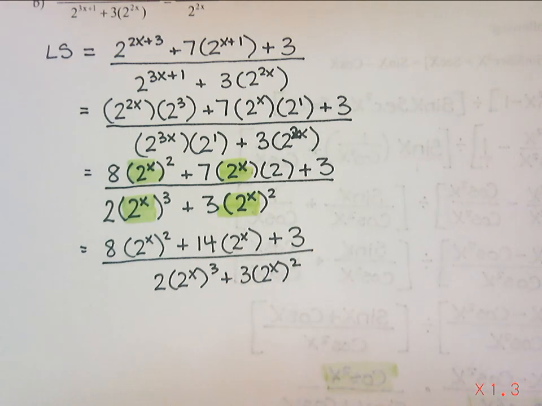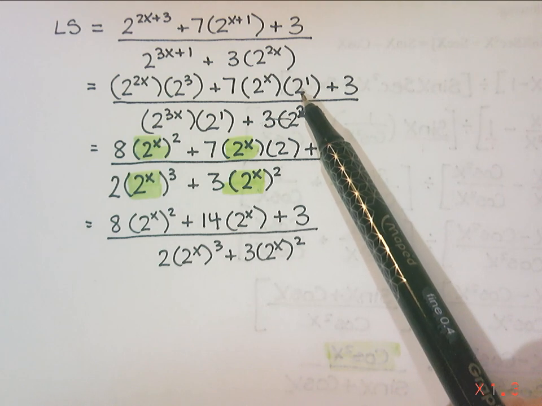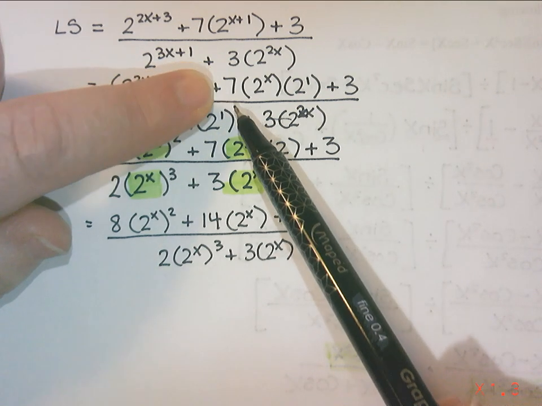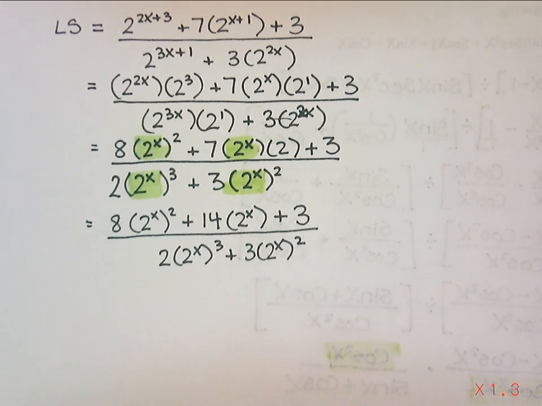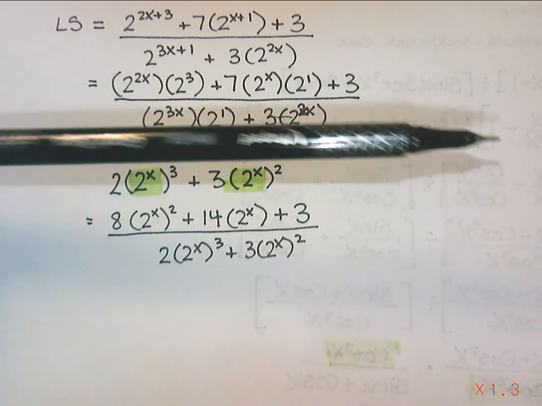Now, truthfully, when I'm doing these questions, once I'm comfortable with them, right, at this step, 2 to the 1 was just 2, and then I would have multiplied it with the 7 to get the 14. Like I would have kind of skipped that step entirely and just gone straight to here.